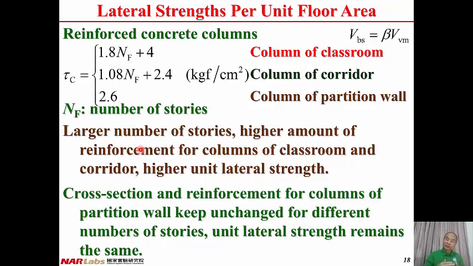In general, if we have more stories, then we will put more reinforcement in the first floor column, so that tau C, the lateral strength per unit cross-sectional area, increases with the number of stories for column of classroom and also for column of corridor. However, for the column of partition wall, the reinforcement remains unchanged for different numbers of stories, so the unit lateral strength remains the same no matter what the number of stories is.